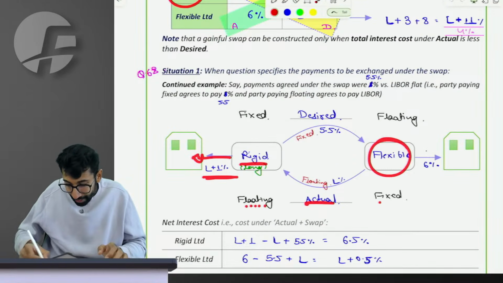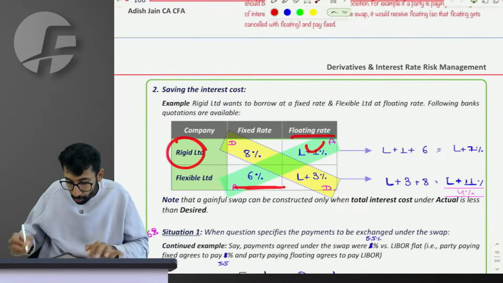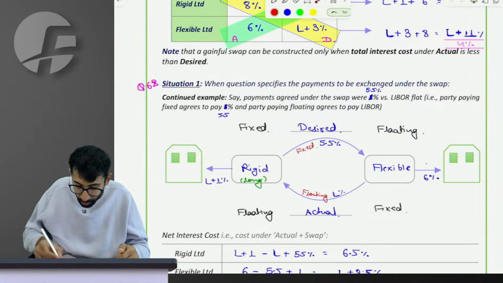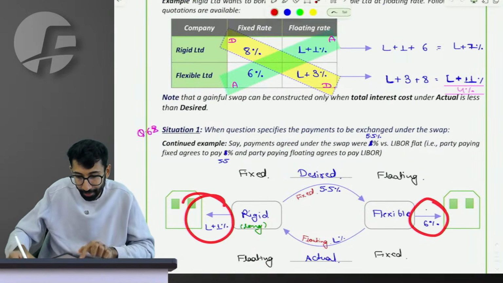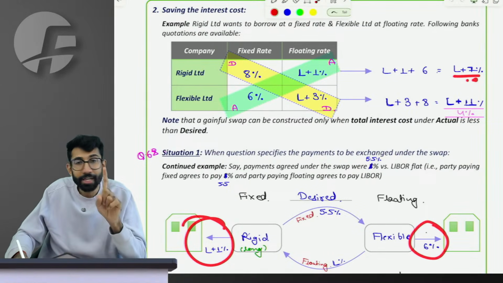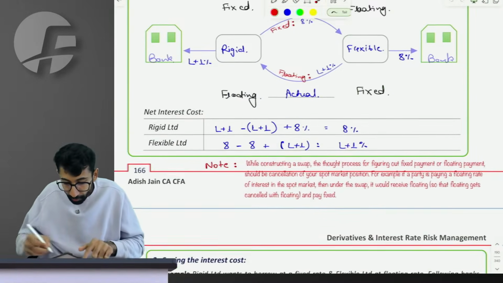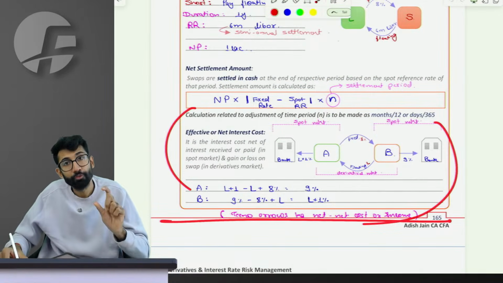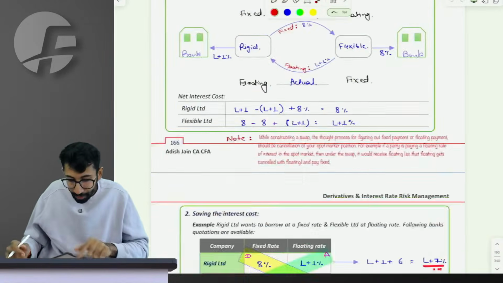Flexible, your actual is fixed. We make you borrow at the rate of 6%. To the bank you end up paying 6. It is cheaper. Obviously, it is cheaper. It is L+7, but it is against my desire. Do you agree? With the help of swap, we have learnt, we can convert the positions. Let's try to convert.